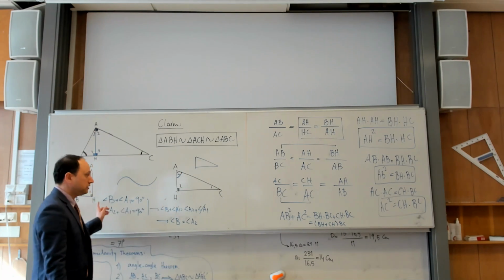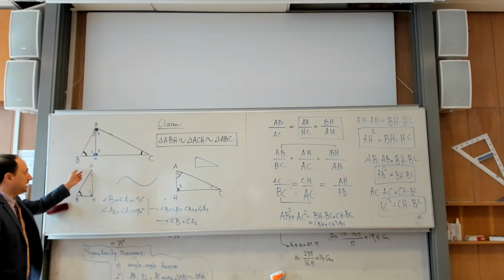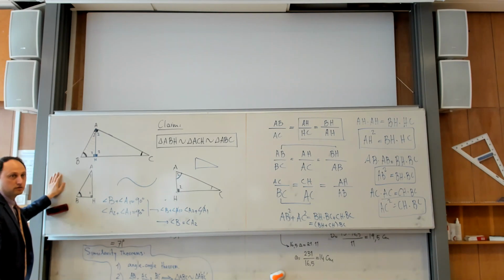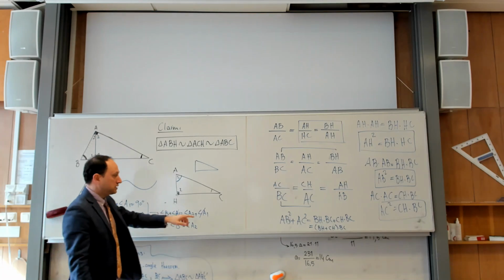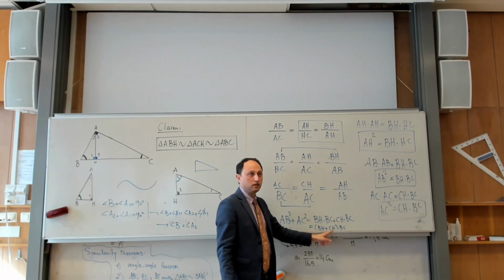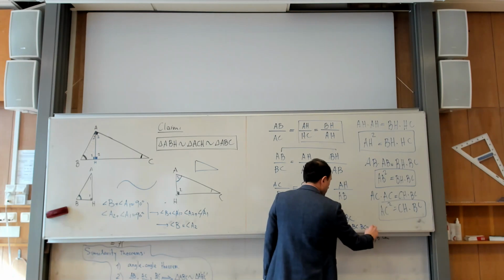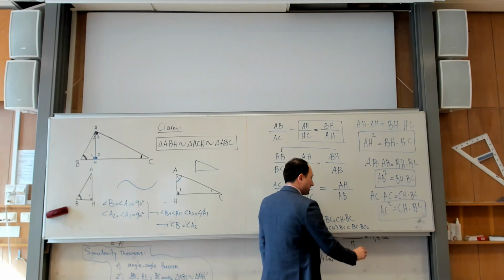But look at the picture now. What is BH plus CH? Can you write something for it? BH plus CH is BC. So instead of this one, I can write BC. Yes? So this becomes BC multiplied by BC. But instead of BC multiplied by BC, I can write what?